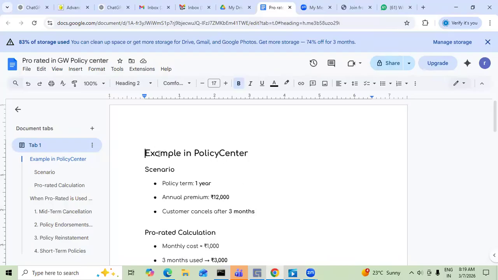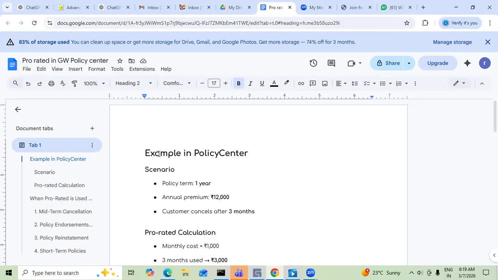Right. So here's an example we are discussing today about the prorate basis. Whenever we are creating quotations in Guidewire Policy Center, it's important to handle any changes that happen in between. For example, the customer has taken a vehicle, we have given the quotation, the customer has paid the premium, so the policy will be in force.